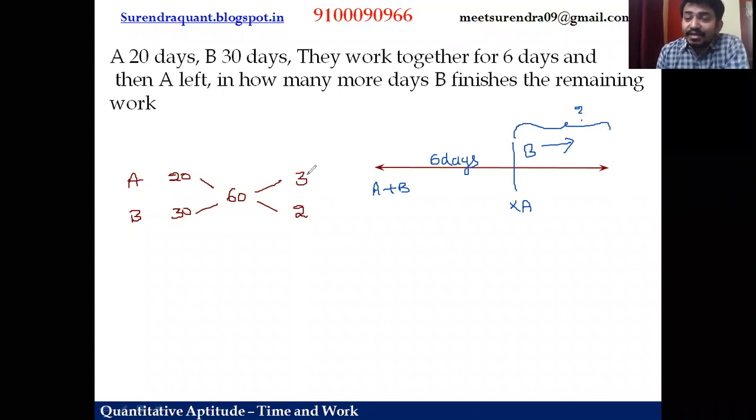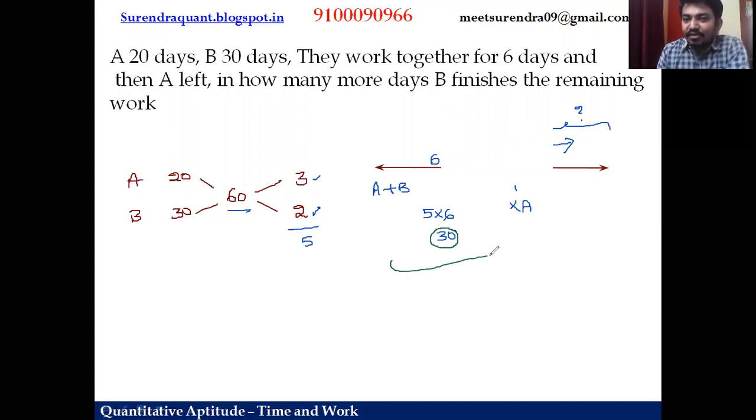So friends, what is the 1 day work of A and B? A can do 3, B can do 2. Together, they can do 5 units in 1 day. For 6 days, they can do 5 times 6, that is 30 units of work. But the total work is 60 units. Out of 60 units, for the first 6 days, they finished 30 units, right? If 30 is finished, 30 more units should be finished by the person B because A is leaving the job.